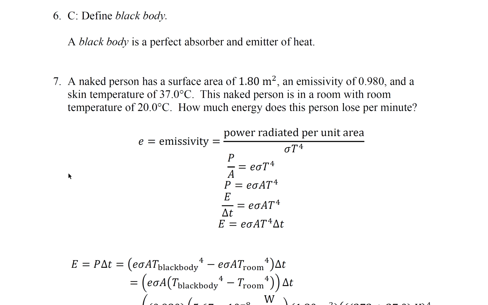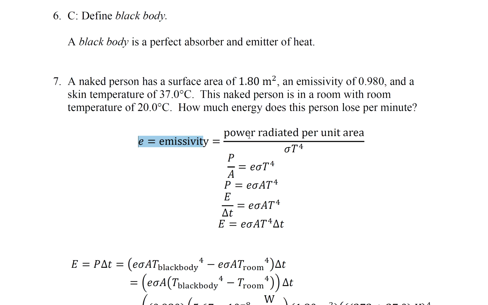Question 7. A naked person has a surface area of 1.8 meters squared, an emissivity of 0.980, and a skin temperature of 37 degrees Celsius. This naked person is in a room with room temperature of 20 degrees Celsius. How much energy does this person lose per minute?